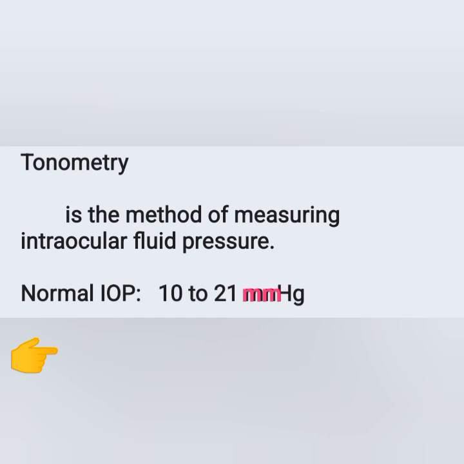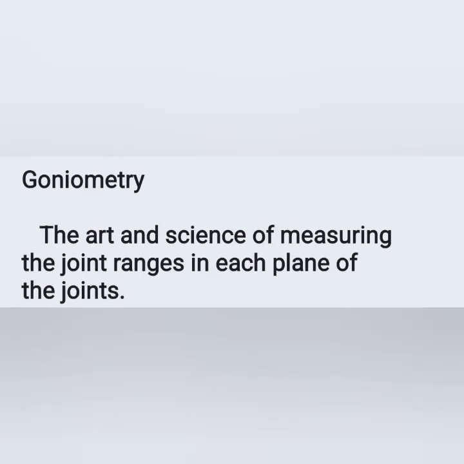Tonometry is a method of measuring intraocular pressure, and the normal IOP, intraocular pressure, is 10 to 21 mm of Hg. And the next option, goniometry. Goniometry is the art and science of measuring the joint ranges in each plane of the joint. So it is used to measure the joint range of motion.